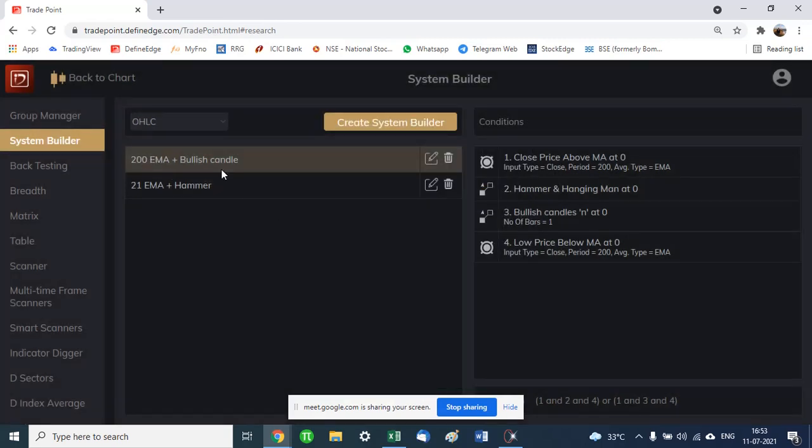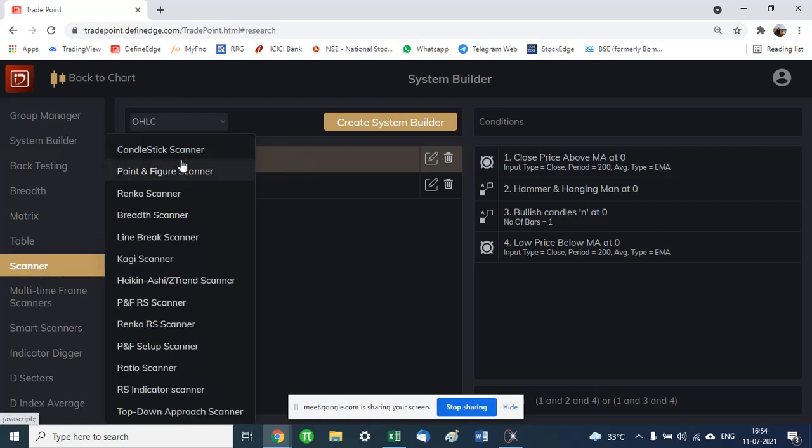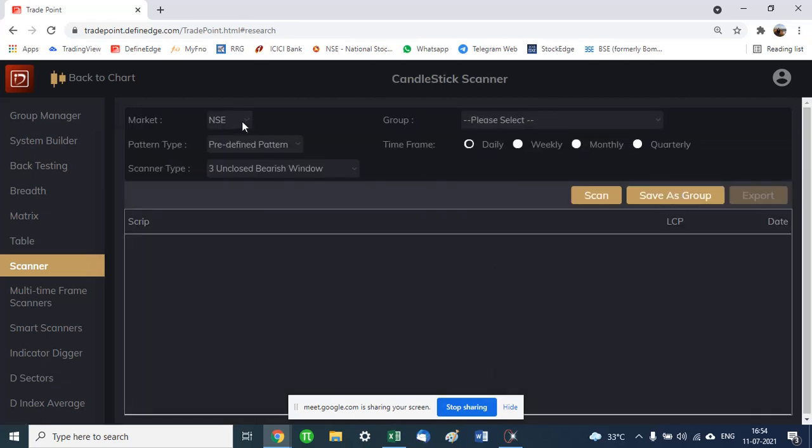For example, I have built 2 scans here for candlestick. The first one is 200 EMA plus bullish candle. The second is 21 EMA plus hammer. So a stock which has just gone above these moving averages and a bullish candle has been generated, like a hammer, this scan will give me that result. Once I have created the scan, I can run it. Scanner, candlestick scanner. Instead of predefined pattern, I go to user defined system because I have defined my own system here.